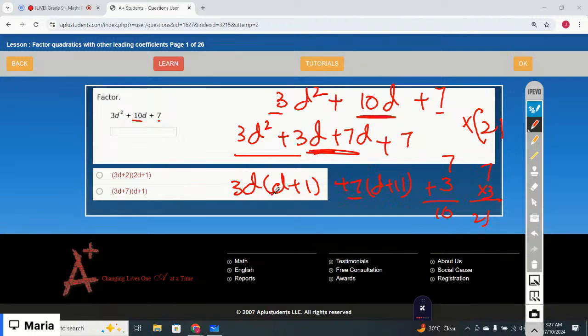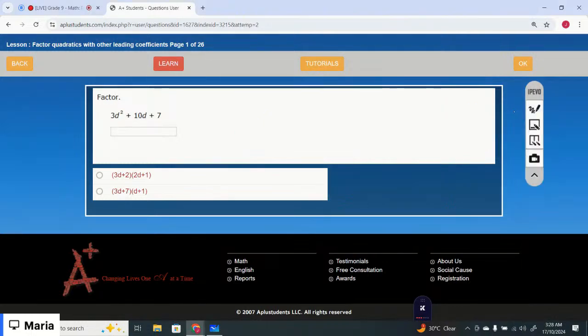So these are the common factor. D plus 1 is the common factor, and you are left with 3d plus 7. So the correct option is option number 2. If you have any question, you can ask. So that means option number 2 is the correct option. Let's just move on to next one.